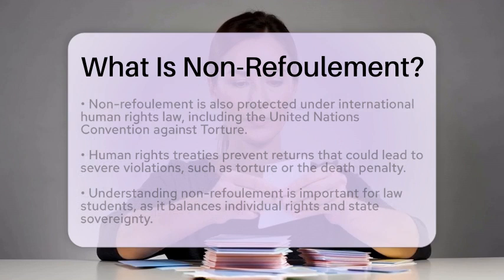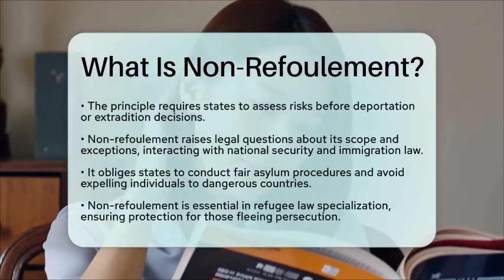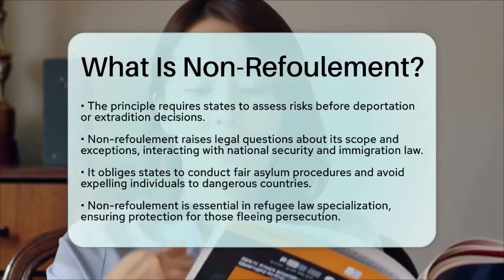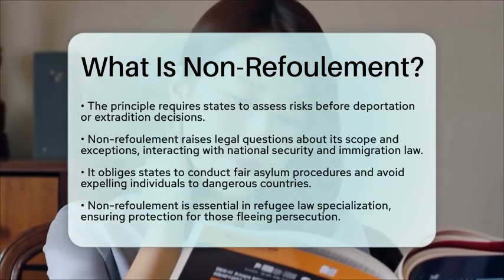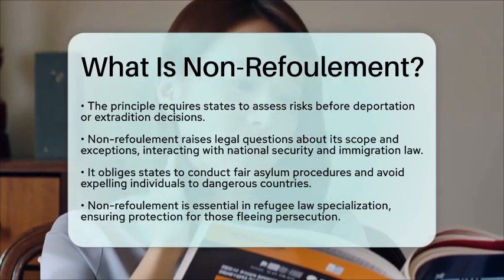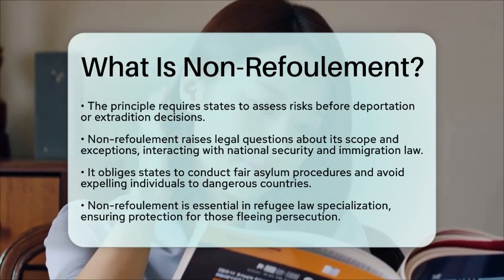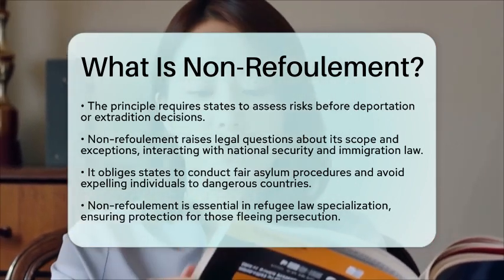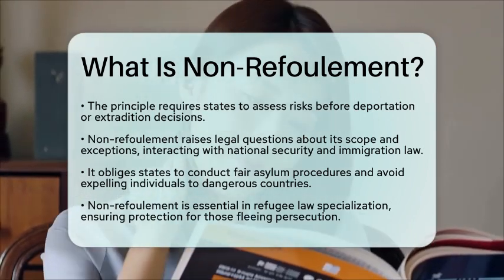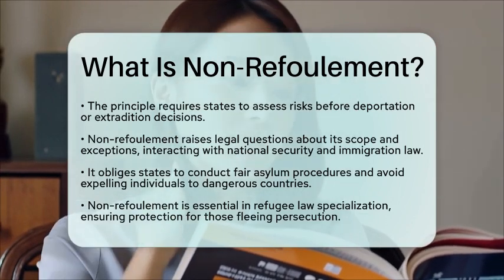Non-refoulement raises complex legal questions about its scope and exceptions. It also interacts with other areas of law, such as national security and immigration control. Practically, this principle obliges states to conduct fair asylum procedures and avoid expelling individuals to countries where they face credible threats.